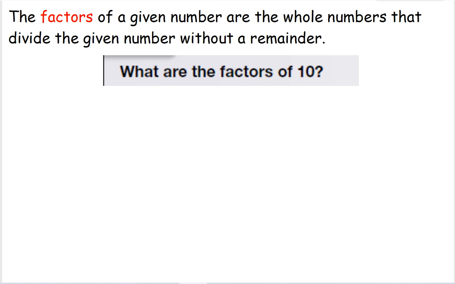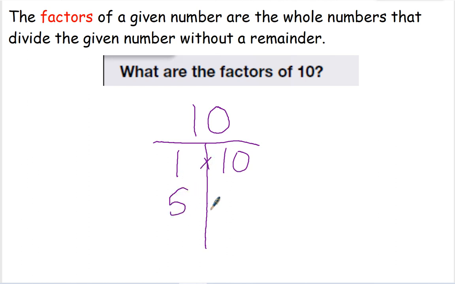A good way to do this is with what I call a T-chart. You put the number you want to factor on top and draw a T underneath it. Now on either side of the T we're going to write the numbers that multiply to equal 10. So for example, we have the number 1 and 10. 1 times 10 is 10. We also have 5 and 2, because 5 times 2 is 10.